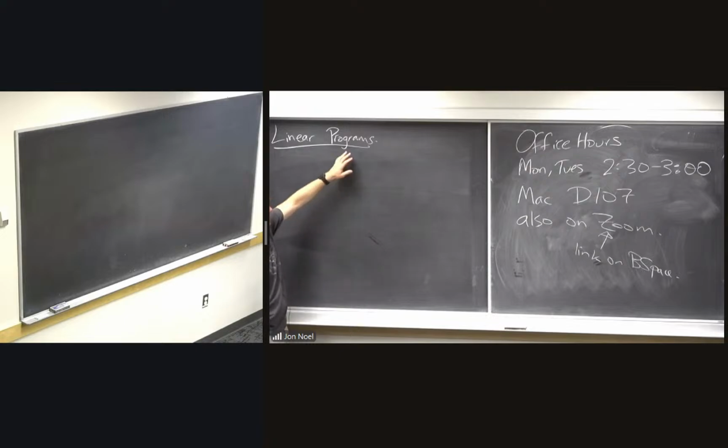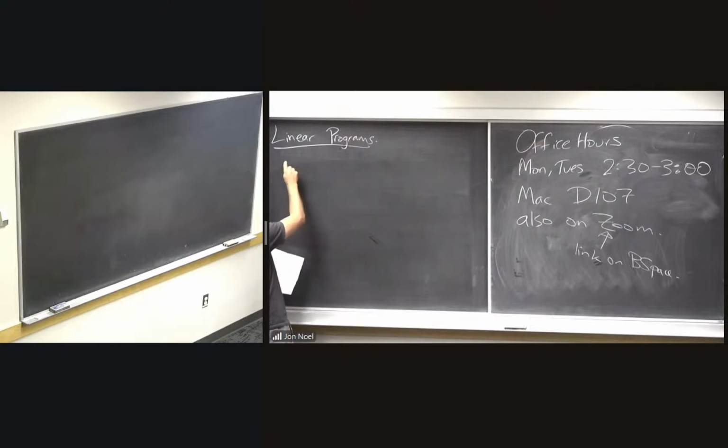One thing is this word "program." I don't know why they call them linear programs. I think this goes back to a long time ago, before they had computer programs. So these are not computer programs. Anyway, a linear program is a type of optimization problem.